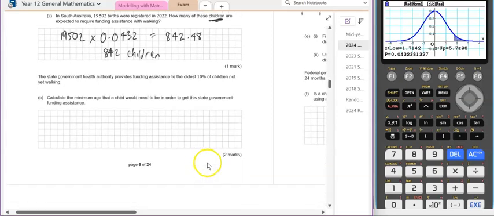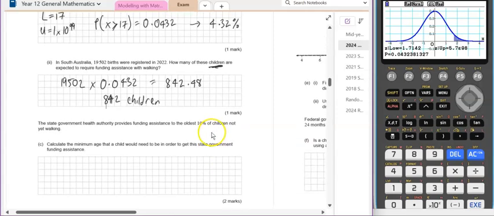Okay, moving on. It says the state government health authority provides funding assistance to the oldest 10% of children not yet walking. Calculate the minimum age that a child would need to be in order to get this state government funding assistance. Okay. So here we're going to use the inverse of normal distribution, okay, because we've got basically an area, a 10% area. We're trying to work out that quantile value, okay?